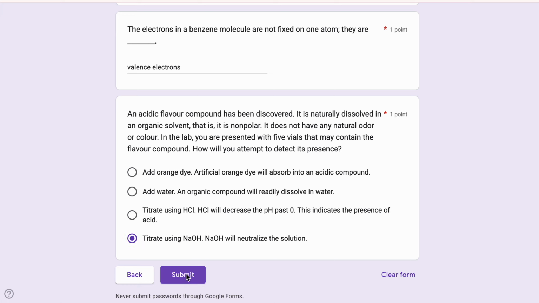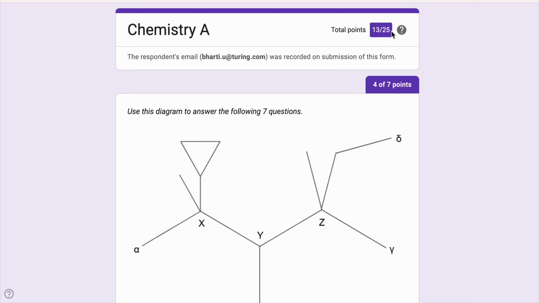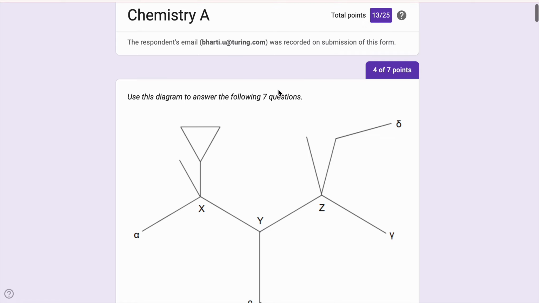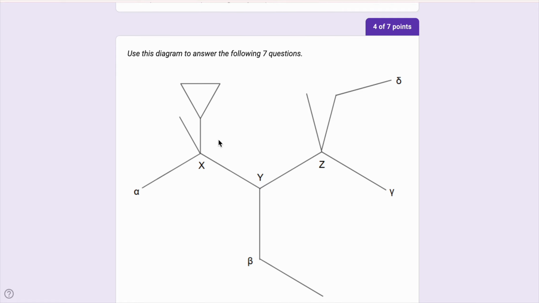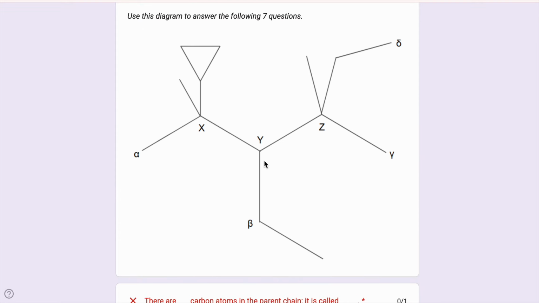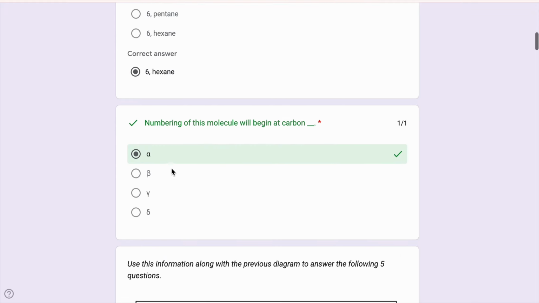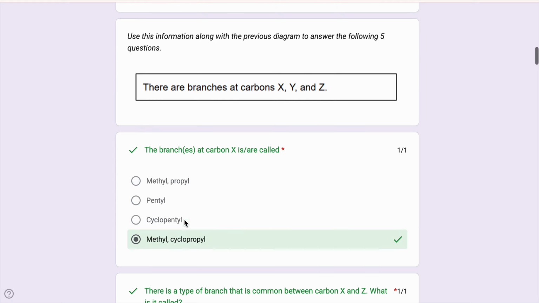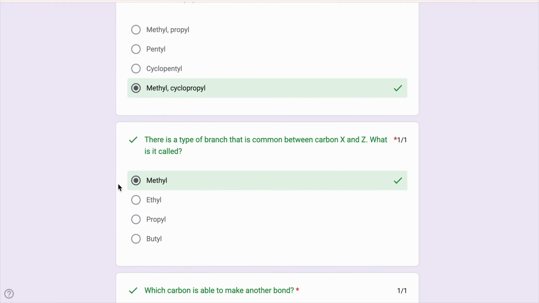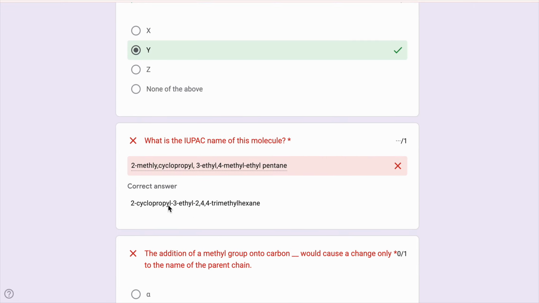Titrate with using this. Okay, 13 points out of 25. Use this diagram. Okay, here are 6, 1, 2, 3, 4, 5. 2-cyclopropyl, 3-ethyl, 2,4,4-trimethyl hexane.